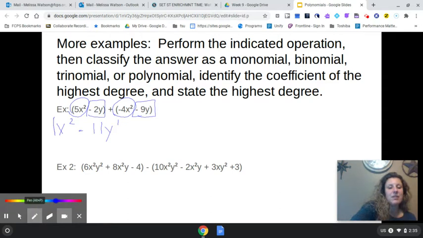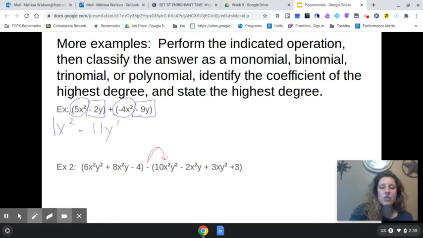Okay, I'm going to switch colors to work on the second example. We have the first set of terms. Oh, before I get started with combining like terms, this is a subtraction problem. So we are going to distribute that negative sign to every term in that second set of parentheses.